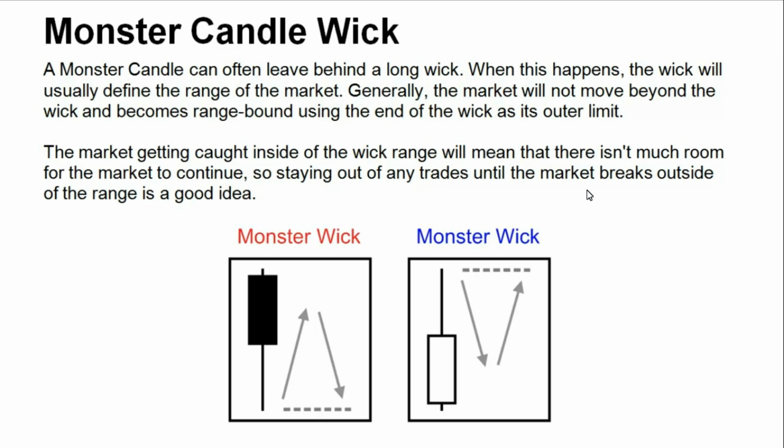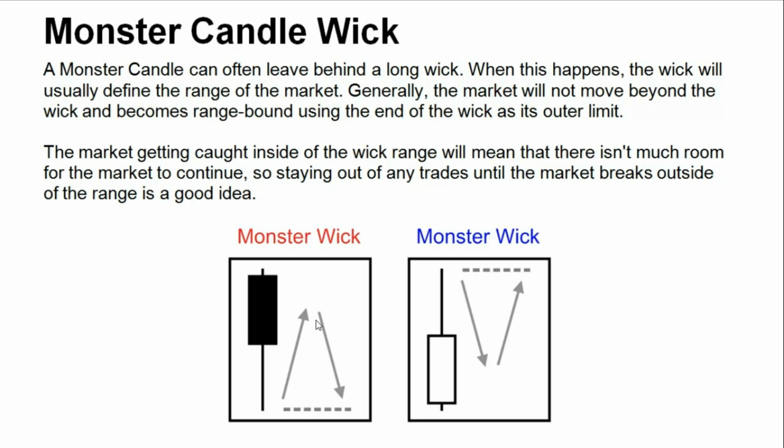In this kind of monster candle wick, the market will get caught, thereby making the market range. And this range means there isn't much room for the market to continue. So staying out of this kind of trade or this kind of range is quite a good idea. You have to relax and wait for the market to break out of that zone before you push into a trade.